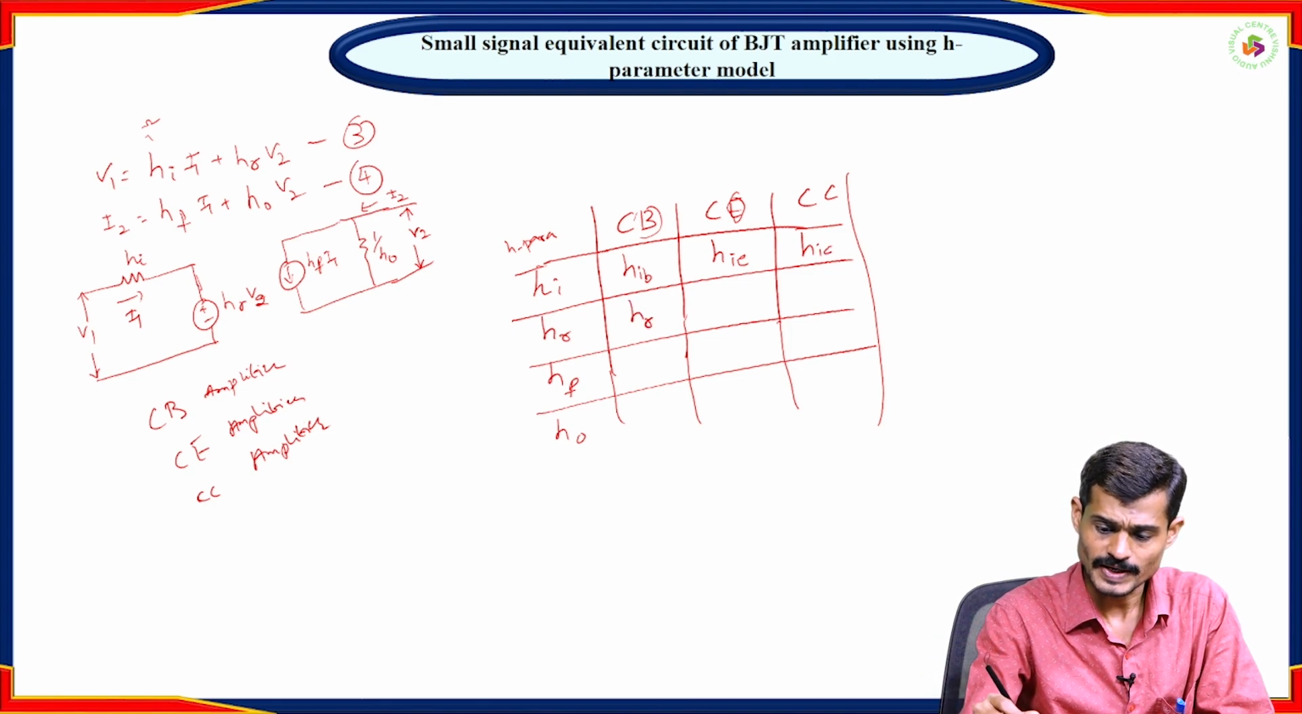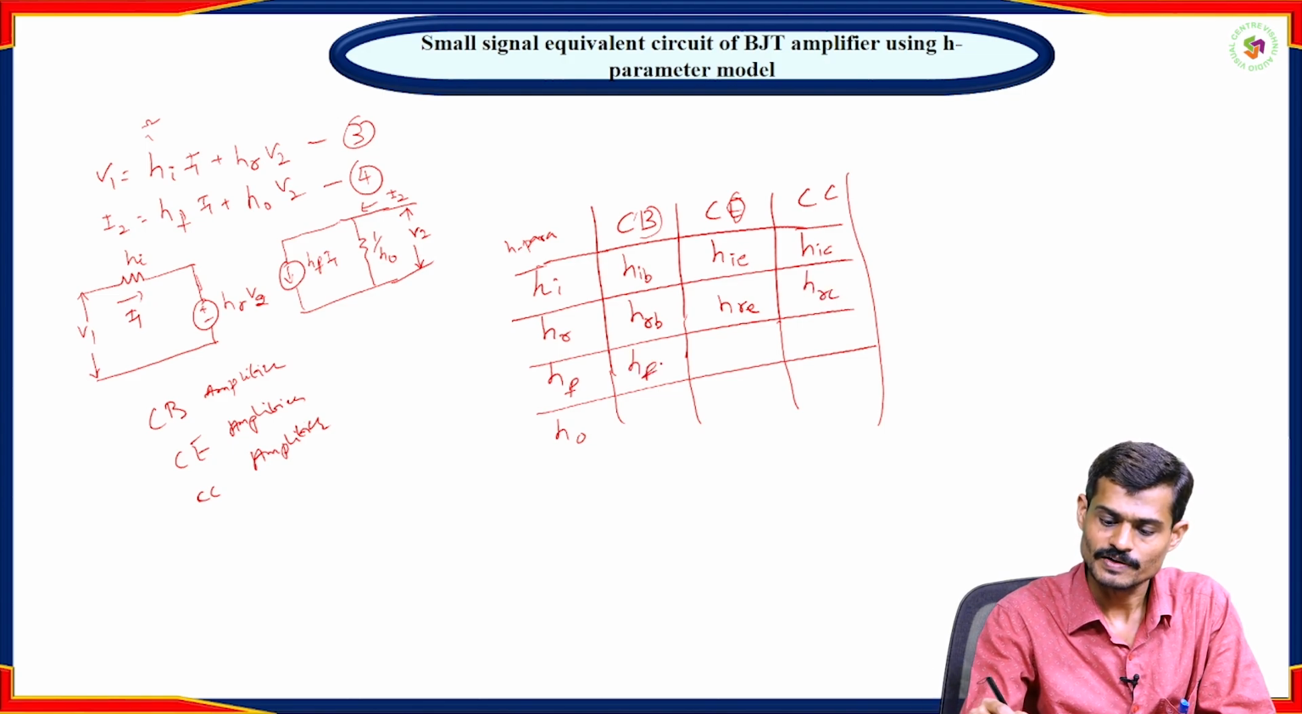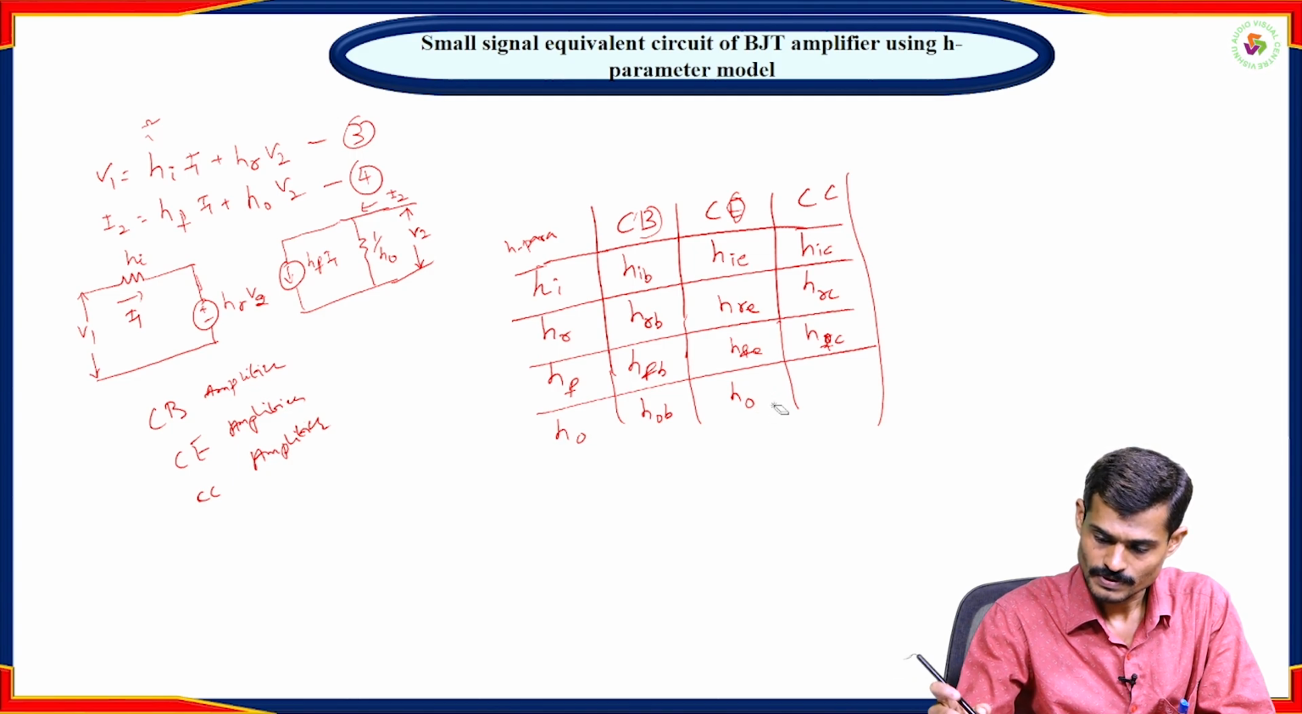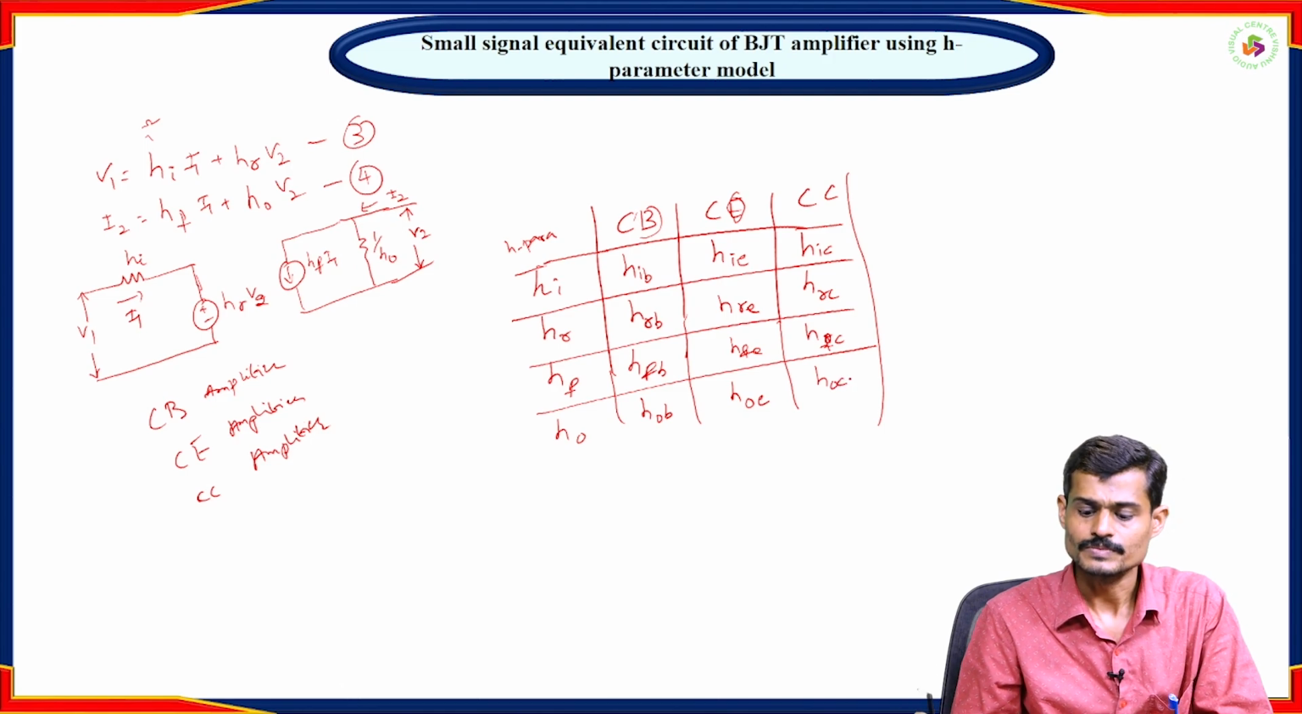Similarly for HR, the subscript is b for common base, E for common emitter, and C for common collector. Similarly HFB, HFE and HFC, and likewise HOB, HOE and HOC.